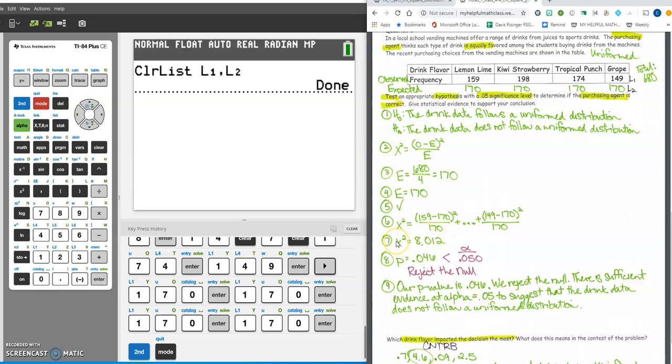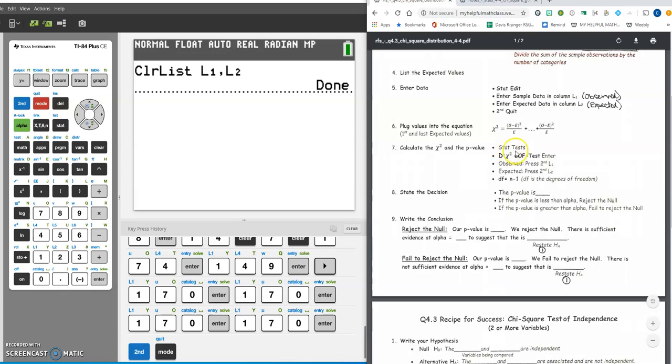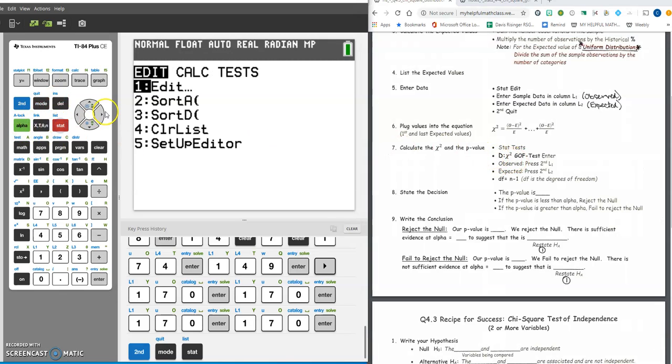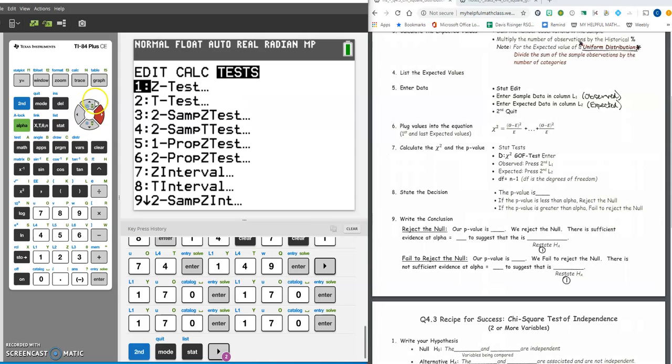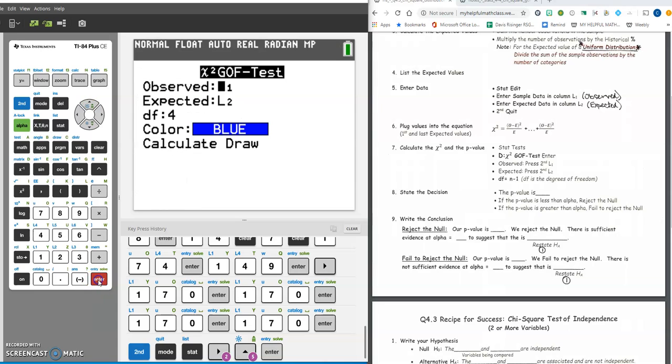We're now on to step number 7, which is to calculate the x squared and the p-value. So again, step number 7, we're going to do a stat test. Option D here. We're still doing goodness of fit because we're comparing one variable. So I'm going to do a stat, I'm going to go over to tests. Remember, you can use your up arrow. I want the GOF. I want L1, L2.